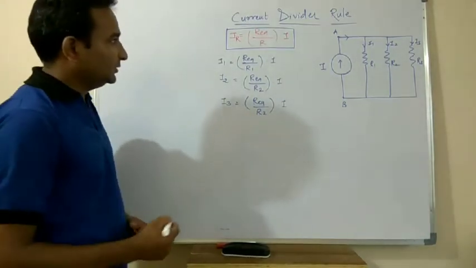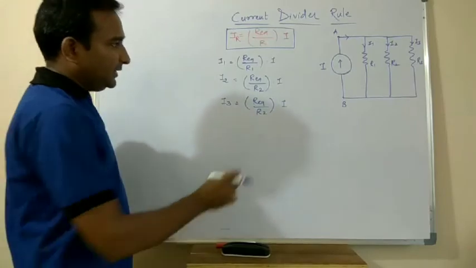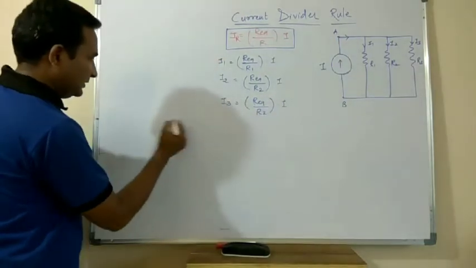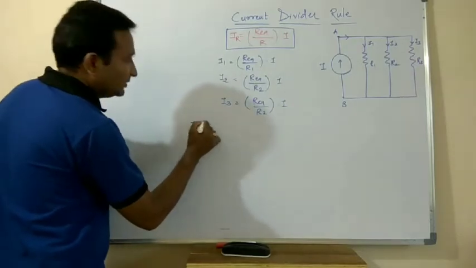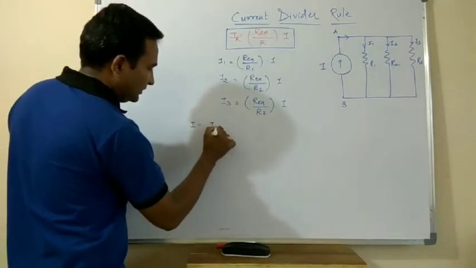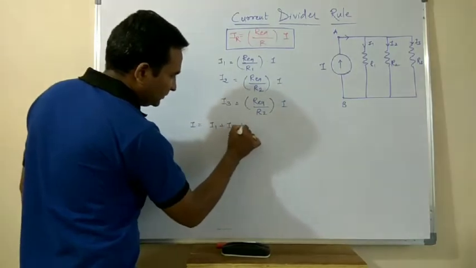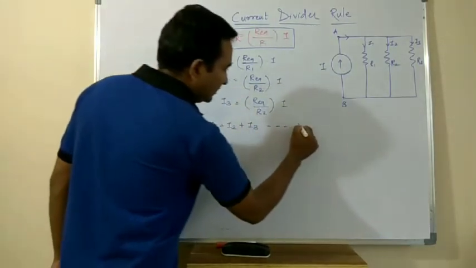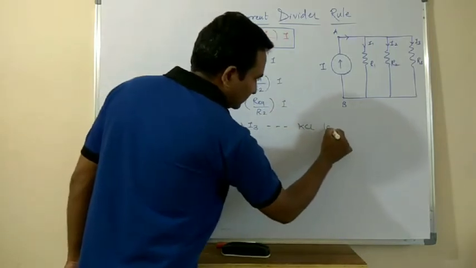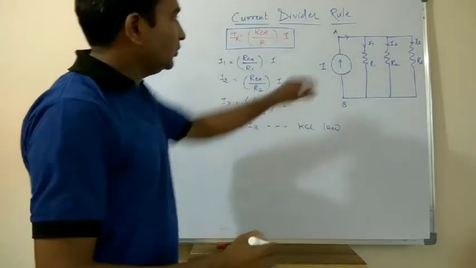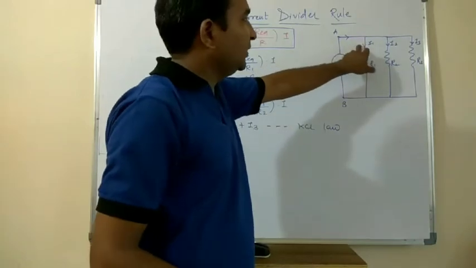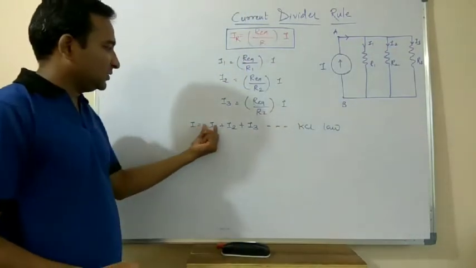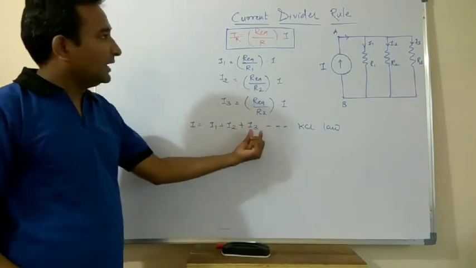Let's prove that. In that case, the current I is equal to I1 plus I2 plus I3 with the help of KCL. This total current I is divided into three parts I1, I2 and I3. So we can write total current I is equal to I1 plus I2 plus I3.